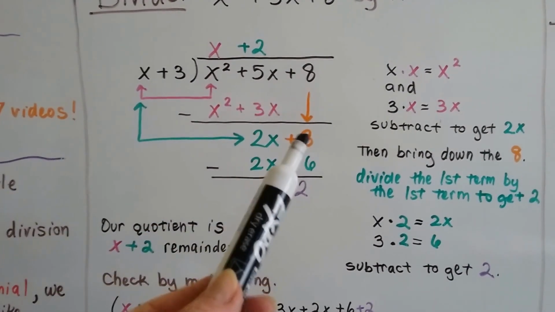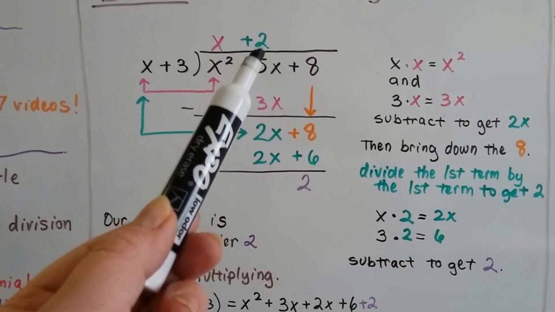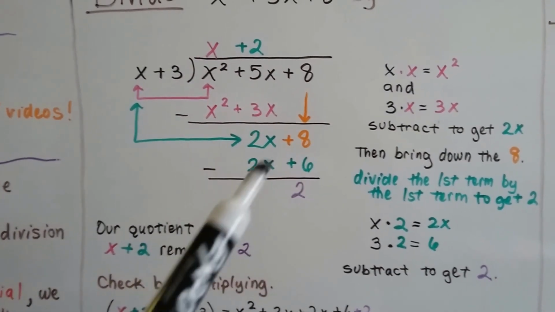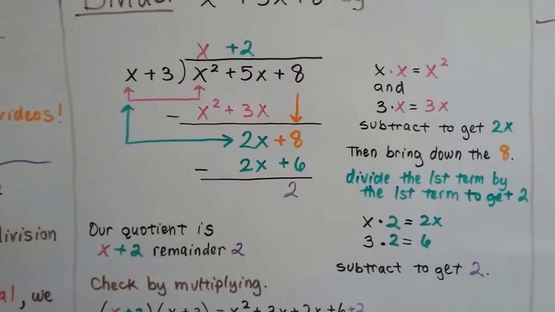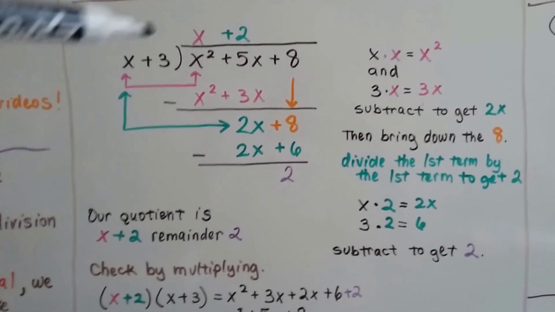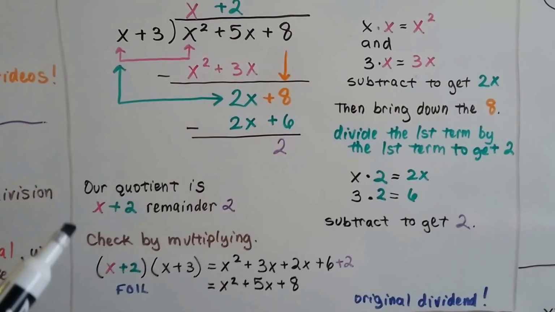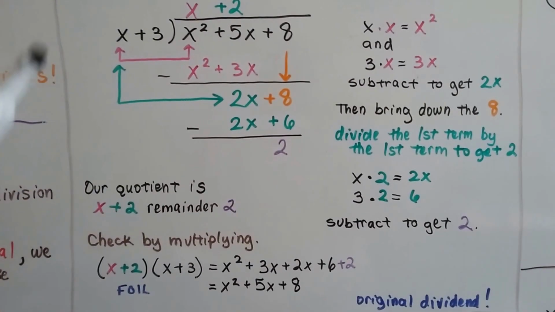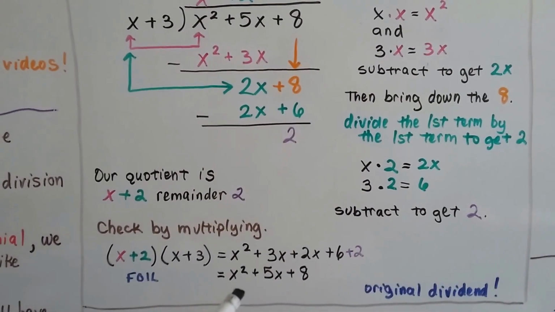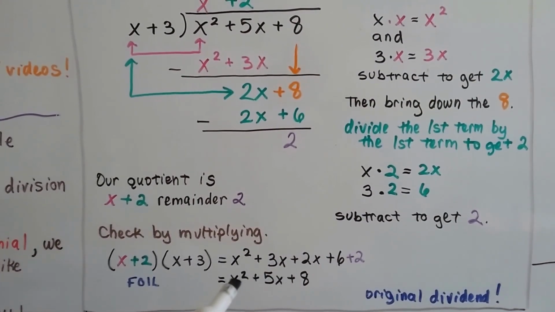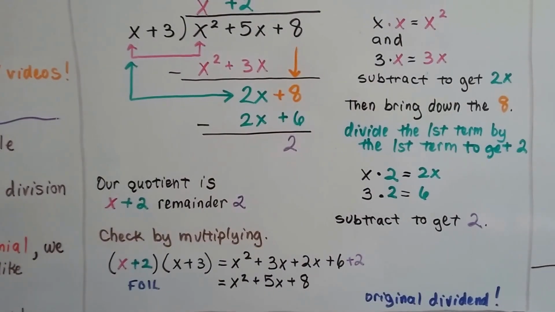We drop down the 8, and now we ask ourselves again, x times what would give us 2x? A 2, so it goes up there with the quotient. This creates another additive inverse 0 pair, and 8 take away 6 is 2. Our remainder is 2. So our quotient is x plus 2, remainder 2. We can check it by multiplying. We'll multiply x plus 2 times x plus 3. We can FOIL, and when we do and combine our like terms, we get our original dividend, x squared plus 5x plus 8. See? Then we know we did it right.